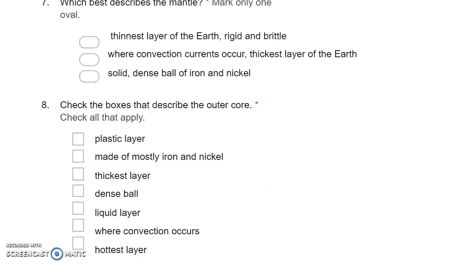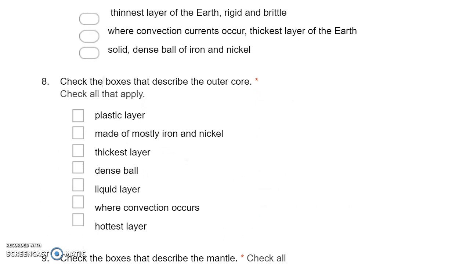Number eight, check the boxes that describe the outer core. Check all that apply. Plastic layer, made of mostly iron and nickel. Thickest layer, dense ball. Liquid layer, where convection occurs. Hottest layer. Remember, this is all about the outer core.